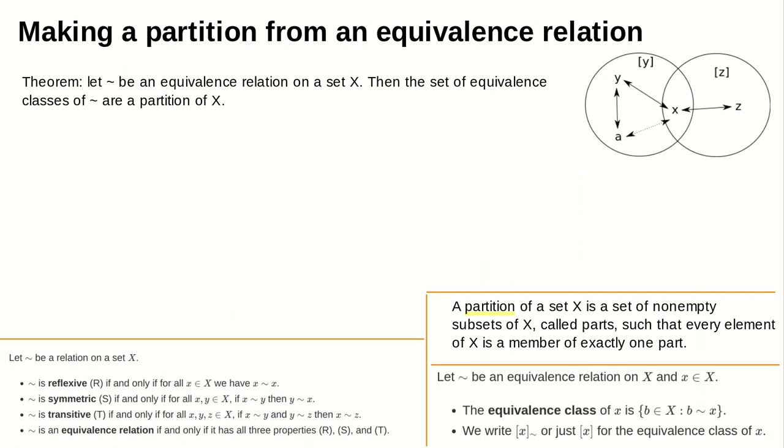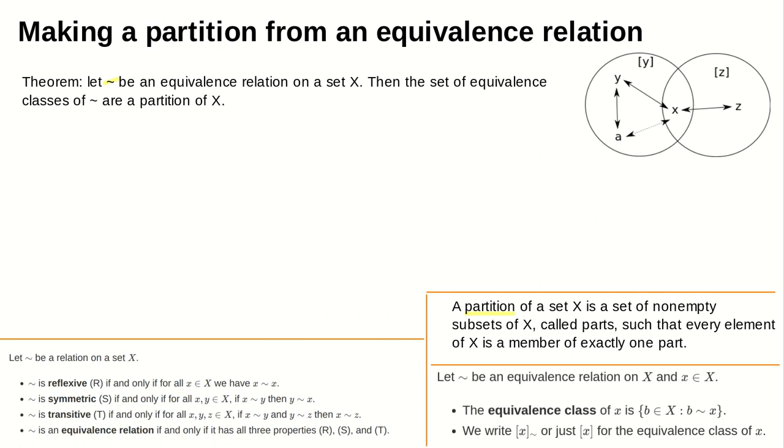So now on this slide, we're going to show how to make a partition from an equivalence relation. And the specific result we're going to prove is that if you have an equivalence relation written as tilde, as usual, on a set X, then the set of equivalence classes is a partition of capital X. So I've copied the relevant definitions at the bottom of the screen here. If you want to remind yourself of them, they're written at the bottom there.